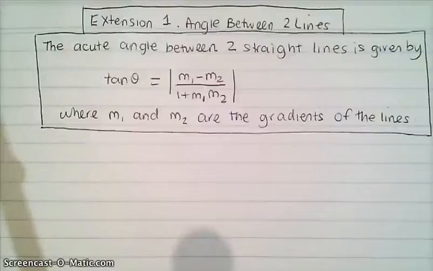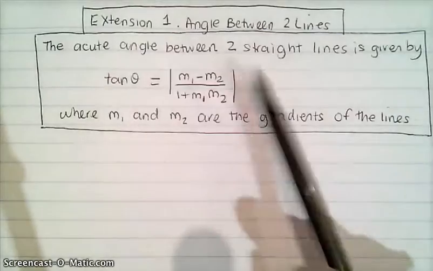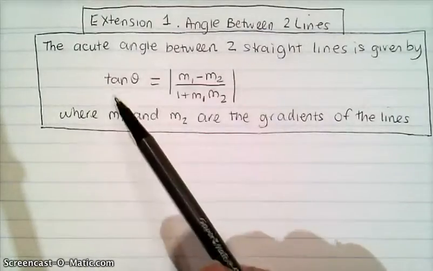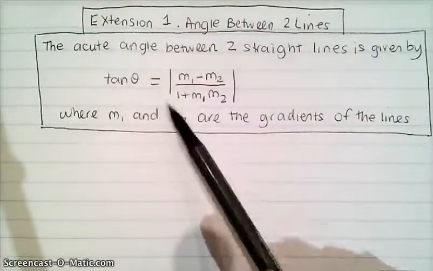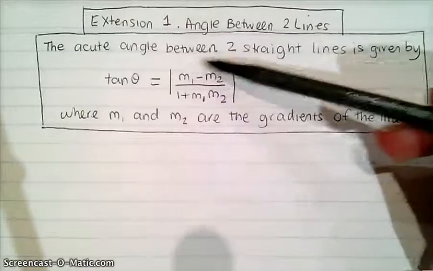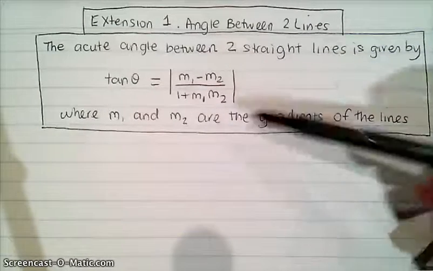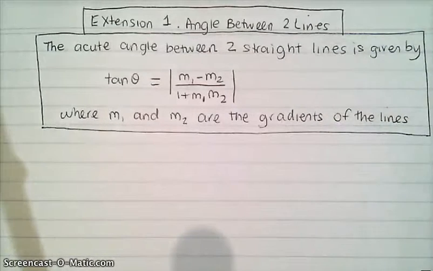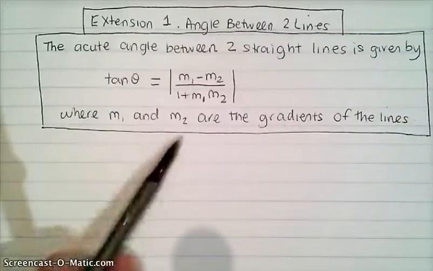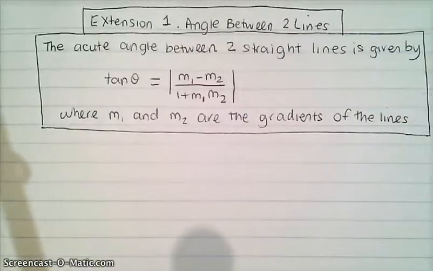Okay, this is our lesson. It's an Extension 1 lesson on the angle between two lines. Now, the acute angle between two straight lines is given by this formula: tan theta equals the absolute value of (m1 minus m2) over (1 plus m1 times m2), where m1 and m2 are the gradients of the lines.